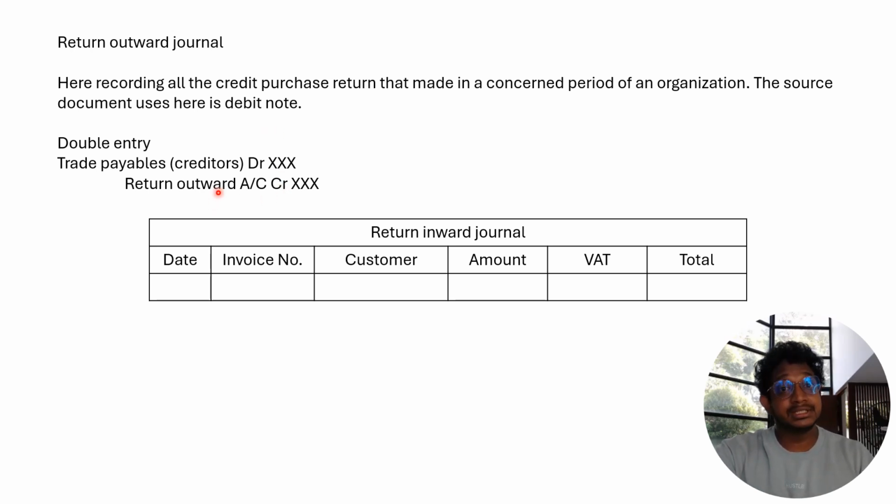And same thing, return outward is an expense type of account, but normally expenses are on the debit side, but this has a credit side, which means a decrease of that expense. So purchases decrease, right? And same thing, if it is VAT registered, there are two columns, VAT and total. If not, just the amount.